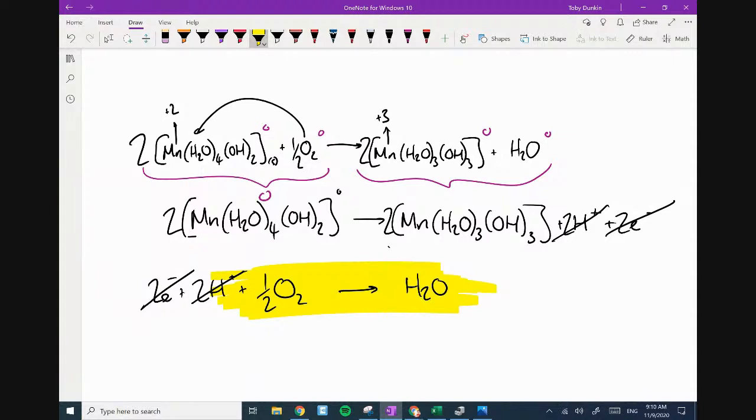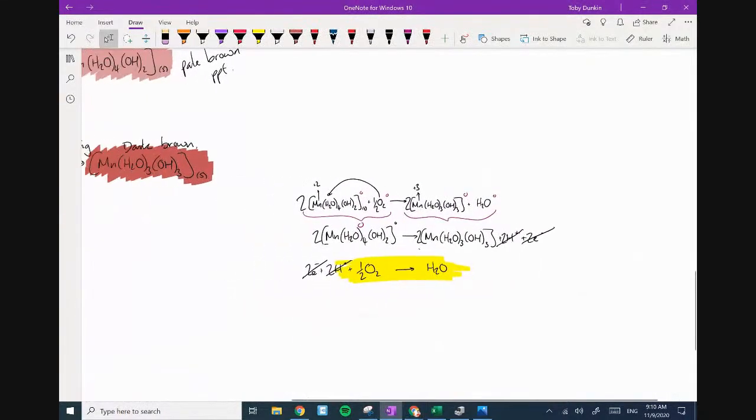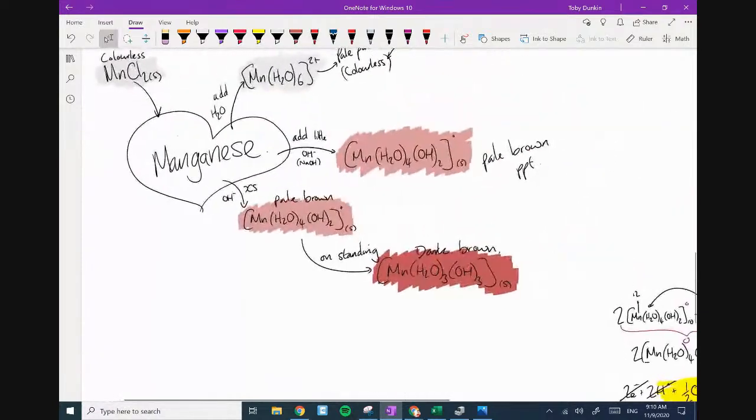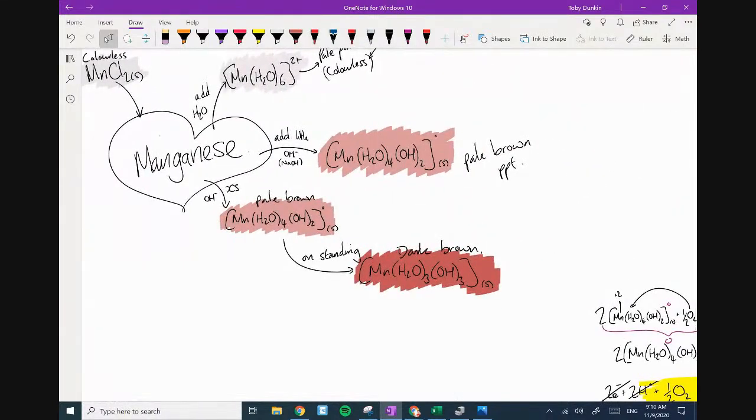Oh, suddenly realized that I've managed to get rid of my chat window. So, okay, sorry, Dixon's asked me, so for hexaaqua manganese, can I write pale pink, close to colorless? Sure, they'll allow it, Dixon. They would allow that, the fact that you've given both. Absolutely.